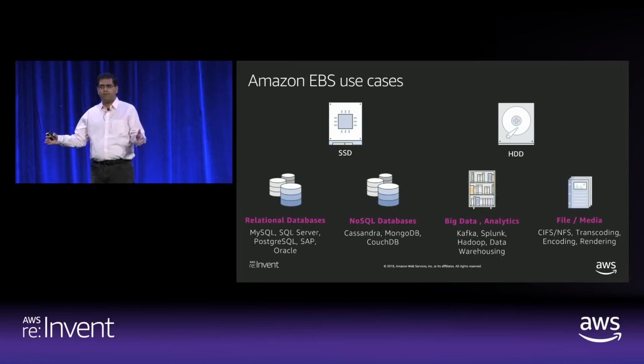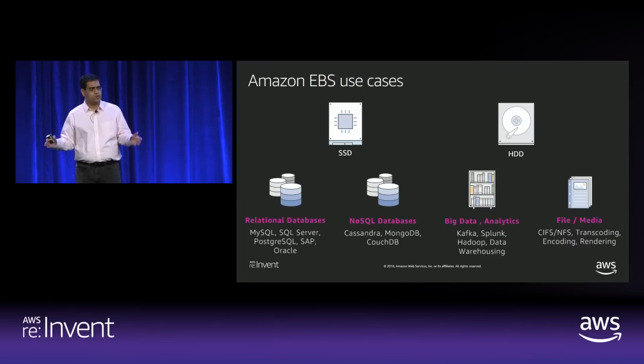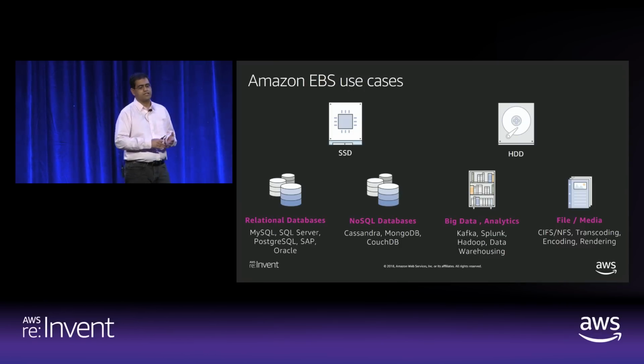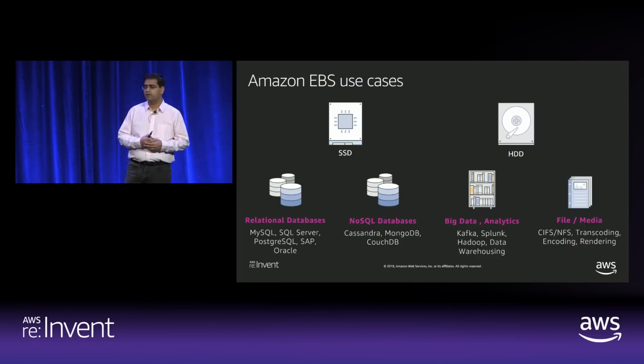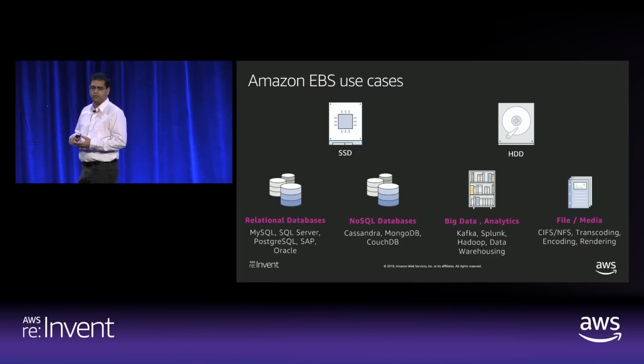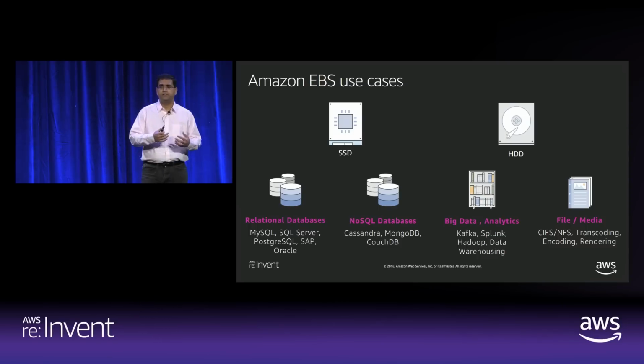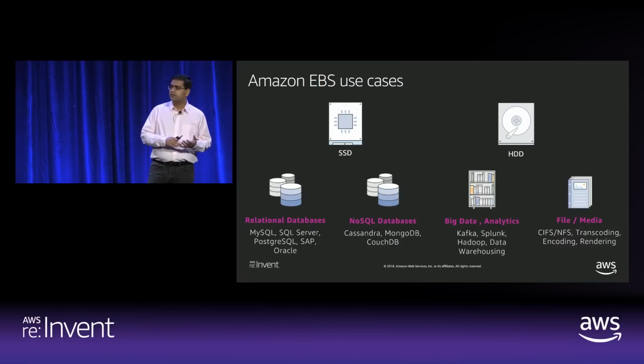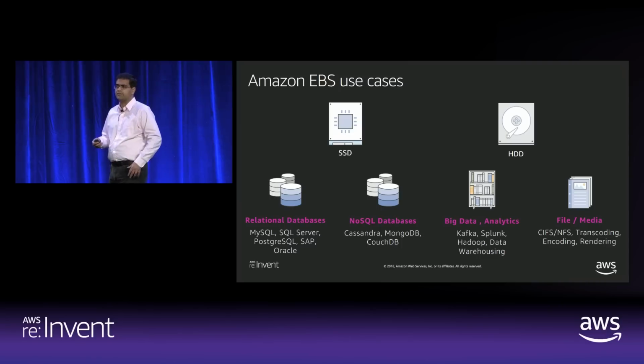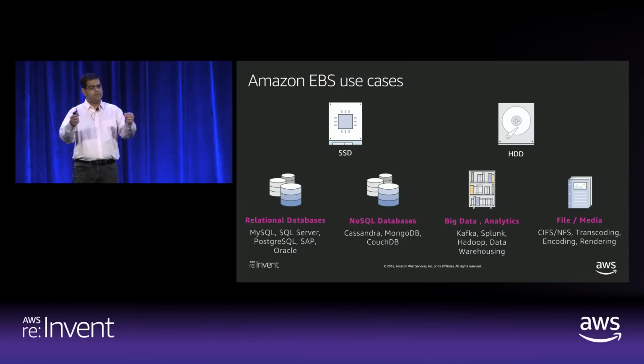But between that entire family, you can cover a wide swath of workloads, going from relational databases, think MySQL, think SQL Server, SAP, Oracle, NoSQL databases, think Mongo, Cassandra, CouchDB, big data analytics workloads, Kafka, Splunk, Hadoop, data warehousing, all the way up to streaming media workloads like transcoding, encoding, rendering, file system services. Right? So again, there is a wide spread of workloads that you can deploy given the volume types that we just described.